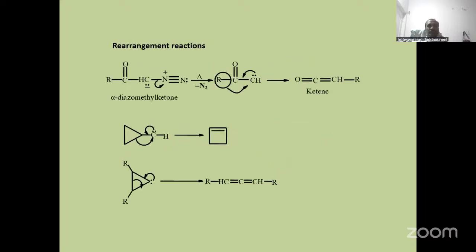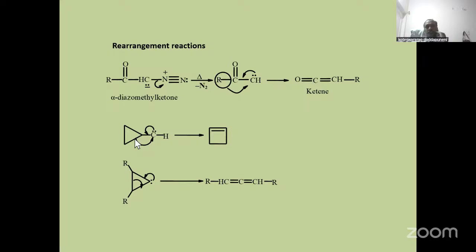Next, rearrangement reaction. That rearrangement reaction involves an alpha-diazomethyl ketone, which on heating eliminates nitrogen, which leads to the formation of a carbene. The carbene further undergoes rearrangement that leads to the formation of a ketene. That ketene is the product. For generation of the ketene, this is a very helpful reaction.